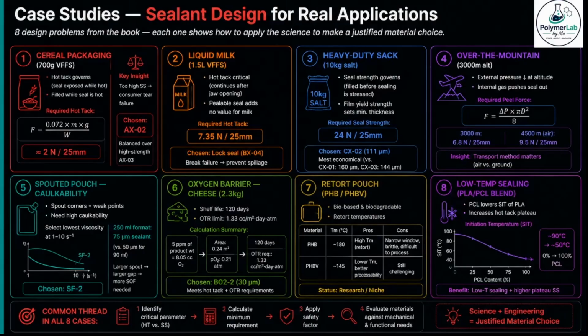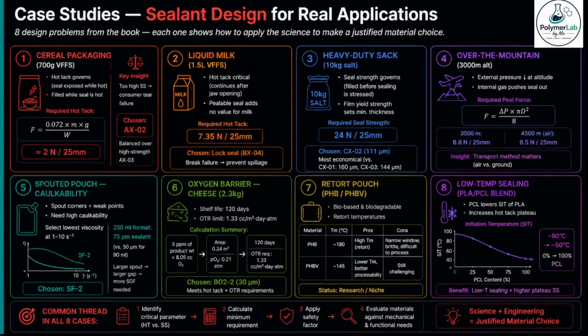The sealant with the lowest viscosity at a shear rate of 1 to 2 per second is selected, even though it has a higher zero shear viscosity. For the 250 milliliter format, 75 microns of sealant is needed instead of 50, because the larger spout diameter creates a larger gap to fill. Case 6.